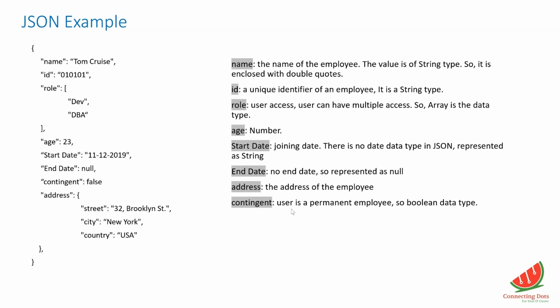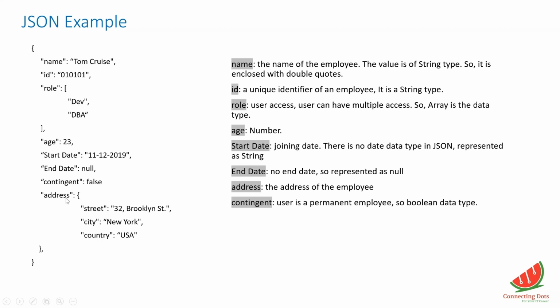Next attribute is contingent. Contingent worker we call actually. Contingent means, if you are a contractor, contingent is true. Since this is a full-time permanent employee, that's why there's no end date, so contingent is false. So you can write true or false like this. I think I missed a comma here. My mistake. I should add a comma here.